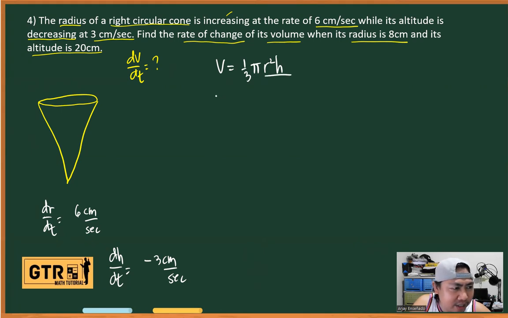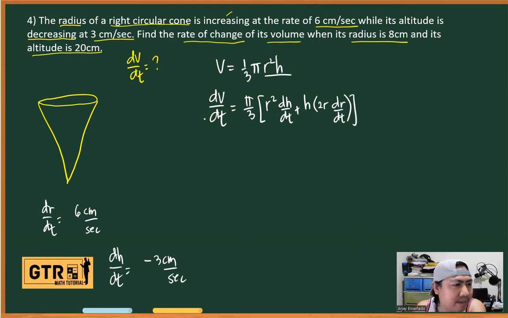Constant lang ang 1/3 pi. Differentiate natin. So we have dV over dt equals, so just isolate the pi over 3 and then derivative of this r squared, derivative of h is dh over dt, plus h, derivative of r squared is 2r dr dt. Okay. So yan na yung ating derivative. So ngayon, substitute na lang natin ang mga given dito. So may mga given tayo when its radius is 8. So ang radius daw natin ay 8 centimeters and its altitude is 20 centimeters. So yun na pala, eksakto na, kumpleto na lahat ng given. So substitute na lang natin.